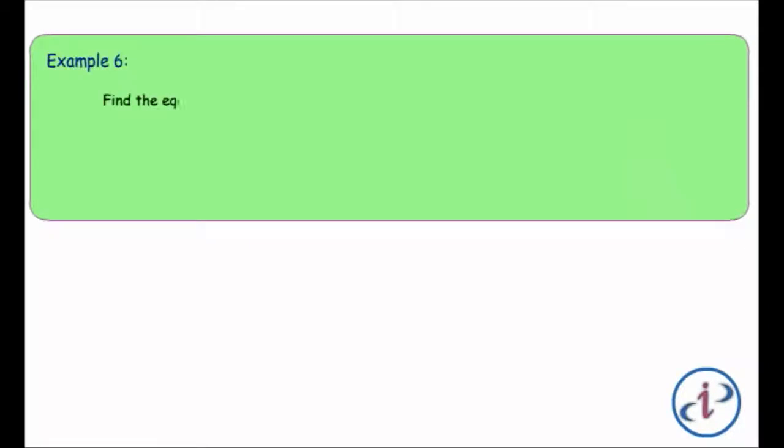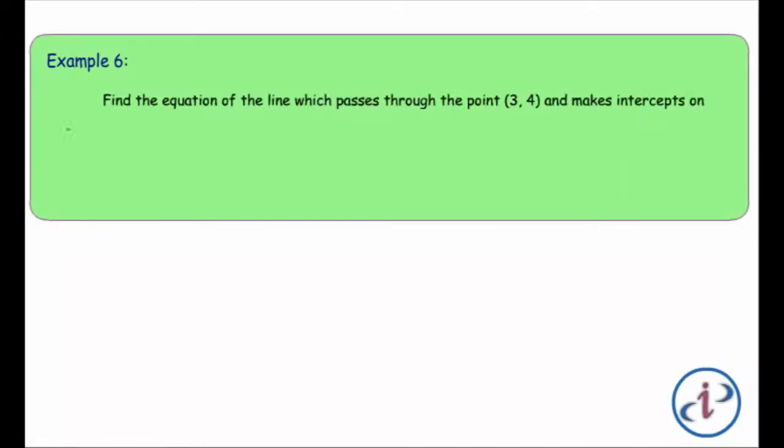Find the equation of the line which passes through the point (3, 4) and makes intercepts on the axes such that their sum is 14. Click on the solution button to know the solution.